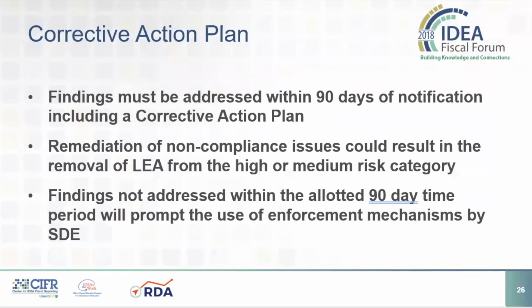So when we complete the fiscal monitoring, we issue a report. And the report includes findings if applicable. The LEA has 90 days to respond with a corrective action plan when they get their findings. After 90 days, we try to work it out with them. And if after 90 days we don't hear from them, then we start looking at options to use the enforcement mechanisms that we have available under the Code of Federal Regulations, just to encourage them to resolve or address their findings.